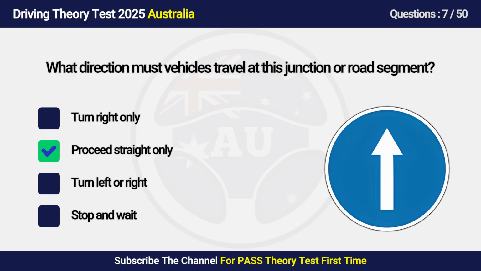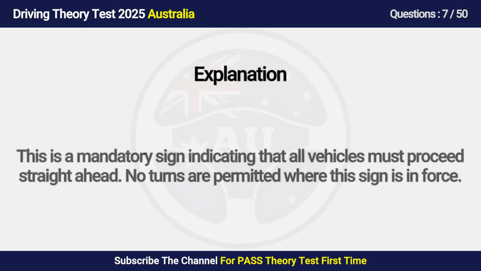Answer is B. Proceed straight only. This is a mandatory sign indicating that all vehicles must proceed straight ahead. No turns are permitted where this sign is in force.